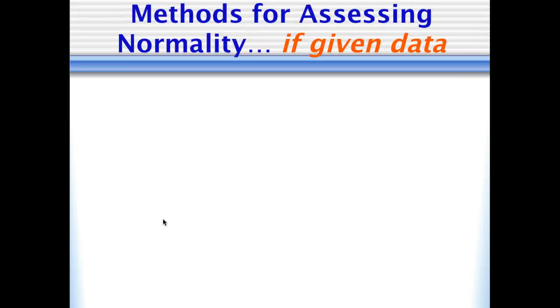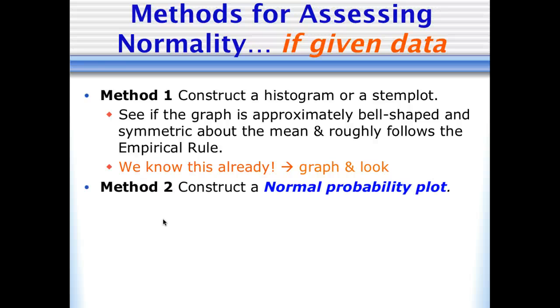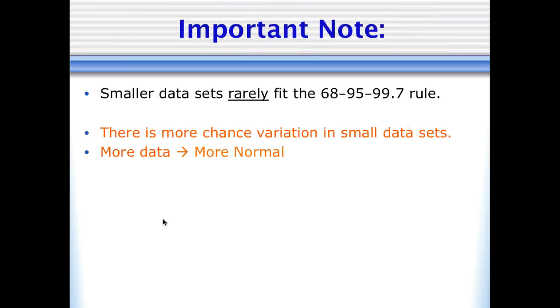So we have a few methods for assessing normality. I already showed you how to use kind of the tally method. Method 1 included constructing some sort of graph to check if normality seems reasonable, graph and look. Now method 2 is a little bit different. It's called constructing a normal probability plot.